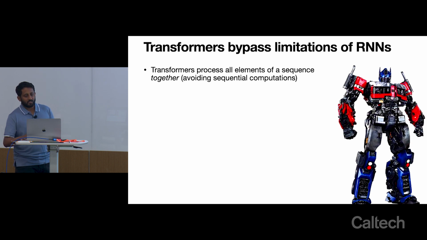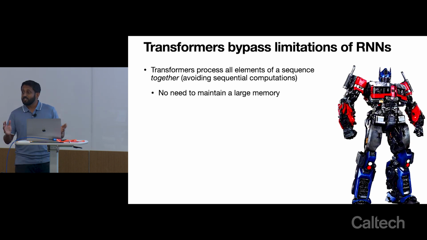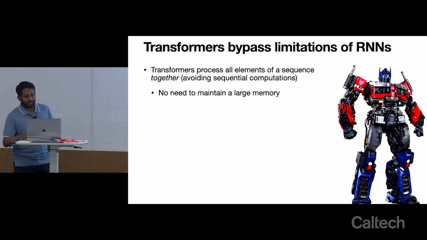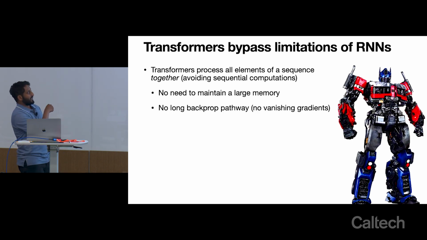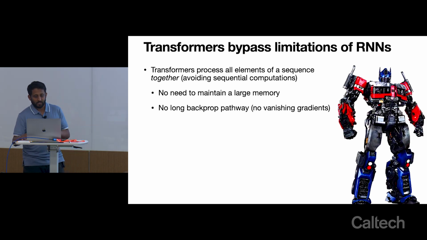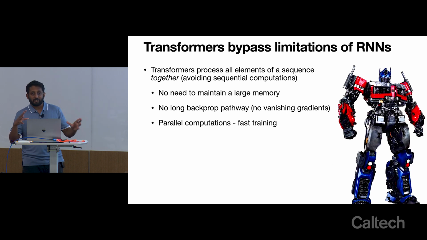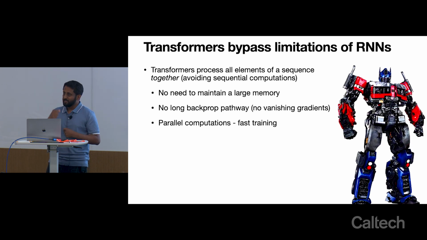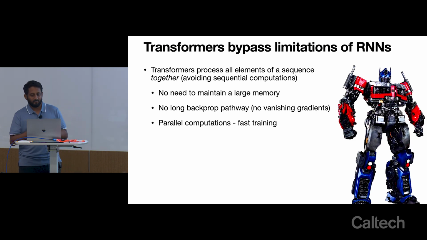So what does that mean? In the network, there's no need to maintain a large memory of what's happened before in the sequence, because you've got access to the entire sequence all the time. There's no need to backpropagate through a long pathway, right? So there's no vanishing gradient issue anymore. And you can trivially parallelize the computation, which results in really, really fast training. So you can just run through iterations of your data set over and over again very quickly.